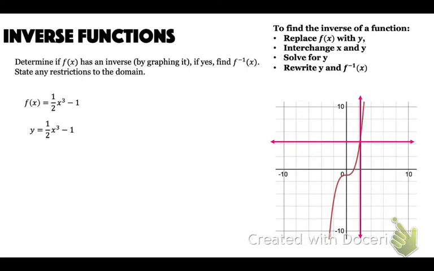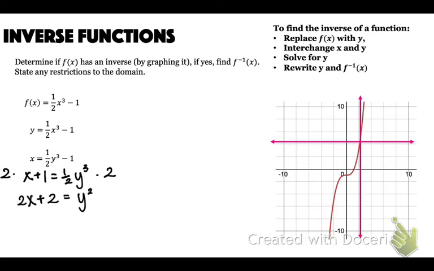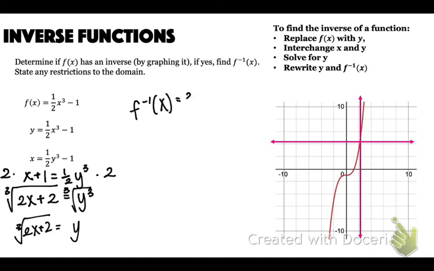And I can change my f of x to y and find the inverse. So we have x equals 1/2 y cubed minus 1. And I know I messed up my notation here, so I'm just going to do it by hand. So I can add the 1 over, so I have x plus 1 equals 1/2 y cubed. To get rid of that 1/2, I'm going to multiply both sides by 2, so I get 2x plus 2 equals y cubed. Then I can cube root both sides. So I have y equals the cube root of 2x plus 2, which means the inverse here equals the cube root of 2x plus 2.